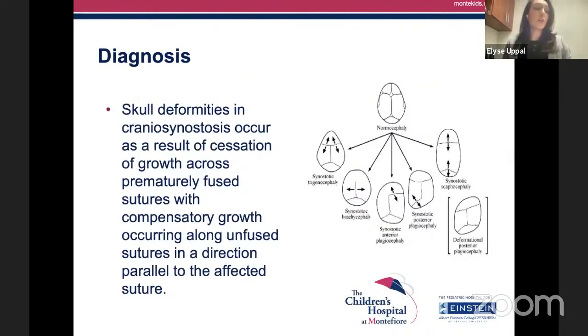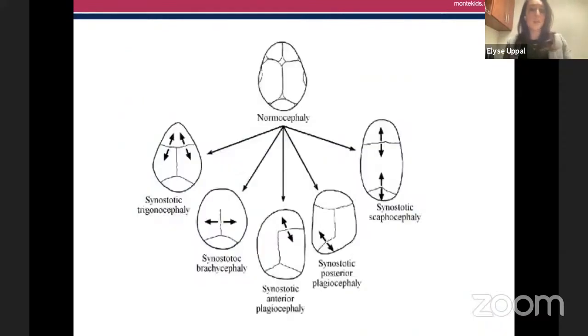So as we know, craniosynostosis is the premature fusion of one or more of these sutures. And in light of Virchow's law, skull deformities in craniosynostosis occur as a result of cessation of growth across prematurely fused sutures, with compensatory growth occurring along unfused sutures in a direction parallel to the affected suture. So you can see here how the skull grows when each suture is fused. Here on the left, we have metopic synostosis, and you get this triangle shape or keel-shaped deformity that Dr. Abbott was talking about.